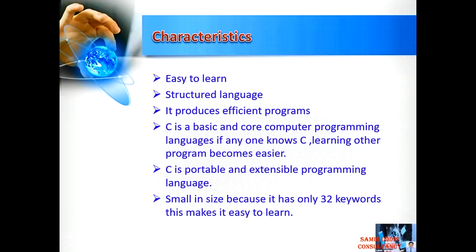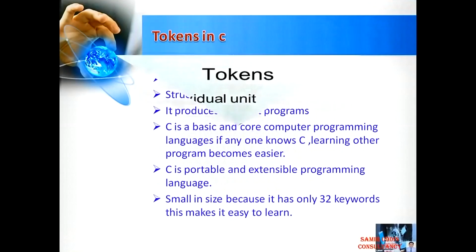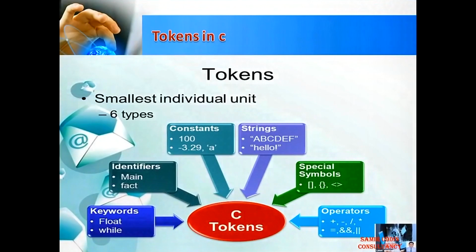C is small in size. It has only 32 or some more keywords. This makes it easy to learn. As we know, a token is the smallest unit in a program. In C language, a combination of characters forms a word. Those words are called tokens.